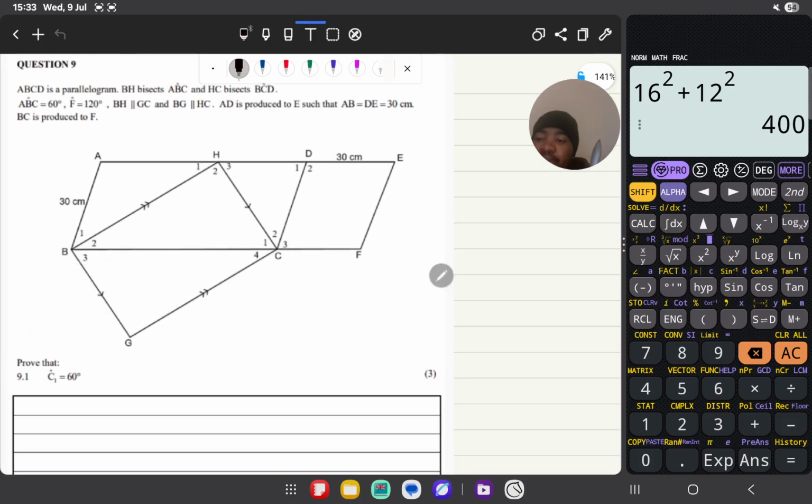Oh, this is a beautiful one. This is a beautiful one. So they tell us now that ABCD, where is ABCD? We have ABCD. It's a parallelogram. So by it being a parallelogram, this is parallel to this. Maybe let me put three of them. So this is parallel to this. We can also conclude that this is parallel to this by it being a parallelogram, right?